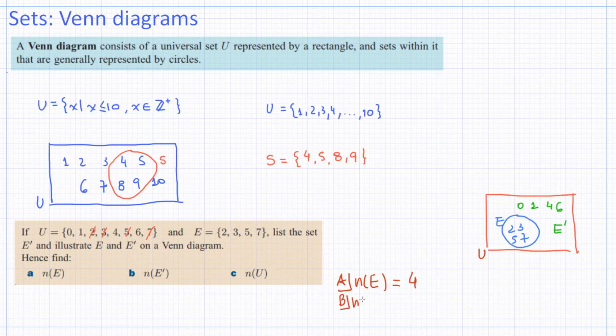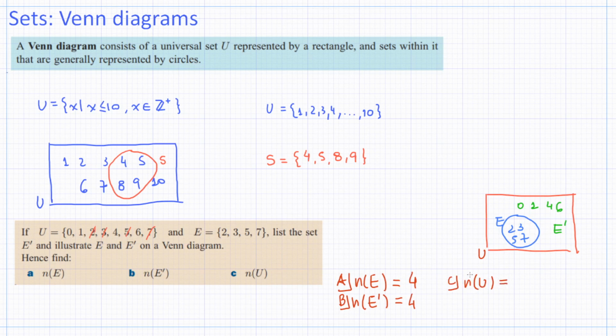Letter B. What is the number of elements in my complement of E? Well, 4 as well, right? And you could look at your universal set. What do you have left? 4. That's 4.